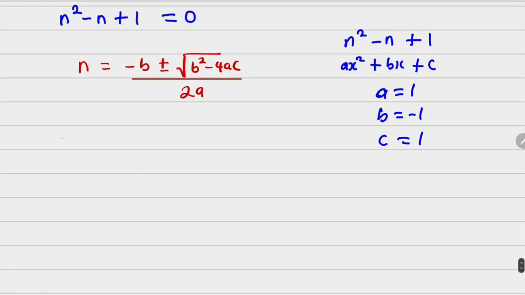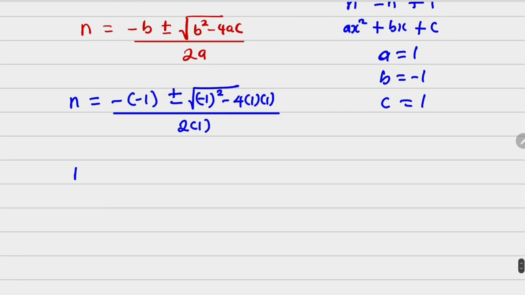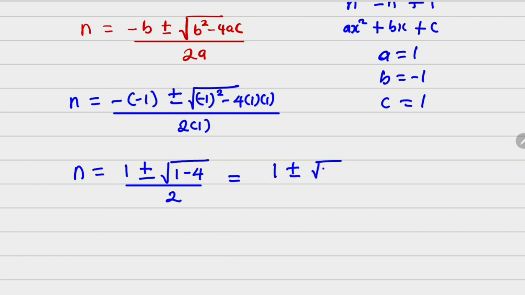So what I'm going to do here is, n is equal to minus, then minus 1, plus or minus the root of minus 1 all squared, then minus 4 into 1 into 1, all over 2 into 1. So therefore, my n will be equal to 1 plus or minus the root of 1 minus 4 all over 2, which will be 1 plus or minus the root of minus 3 all over 2.